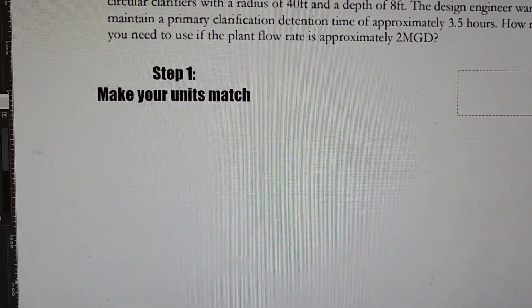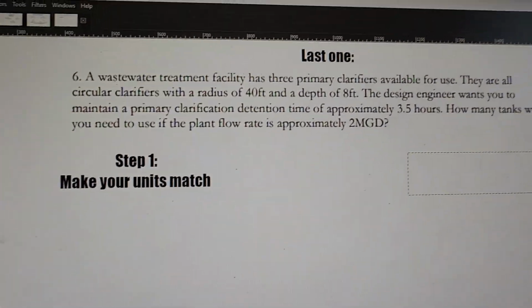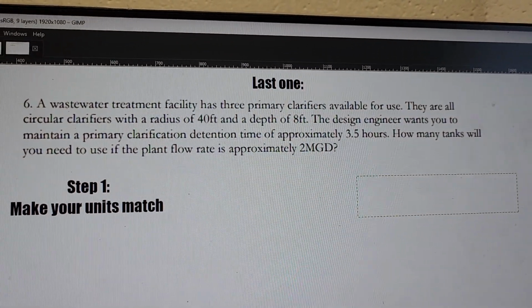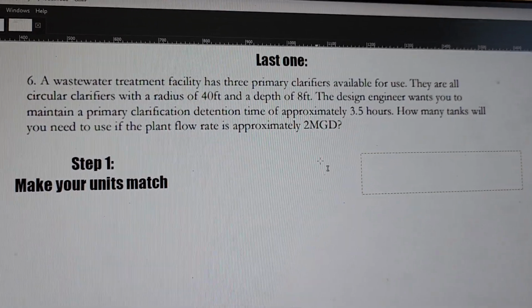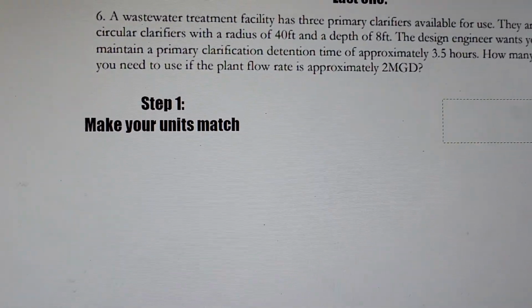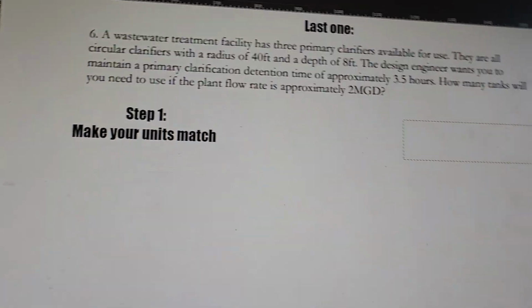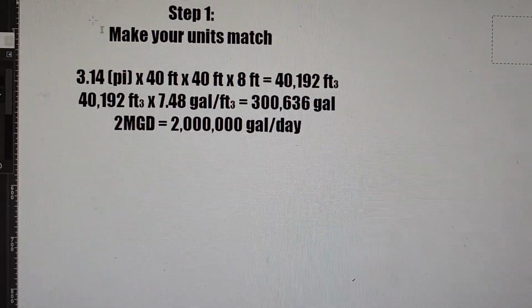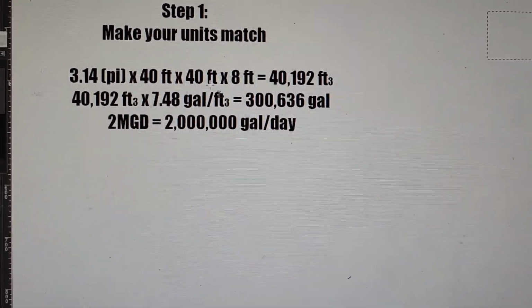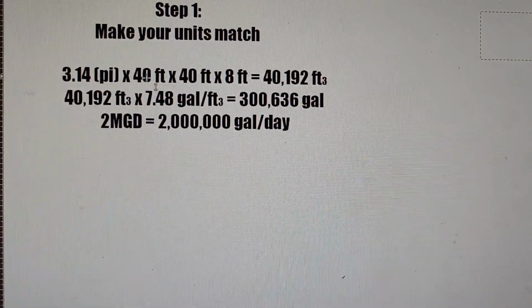Step one, you've got to make your units match. So we have some feet there, circular clarifiers. You're going to have to find the volume of a cylinder, basically. It's pi r squared times height. That's how I got that.